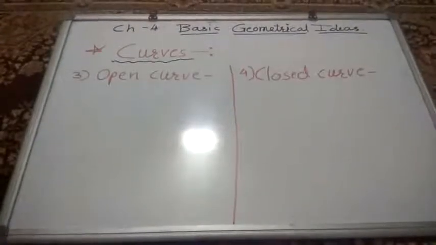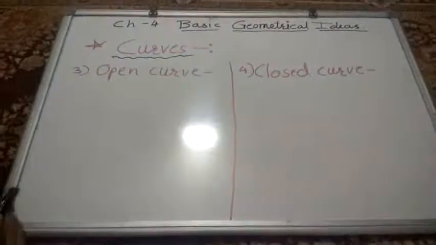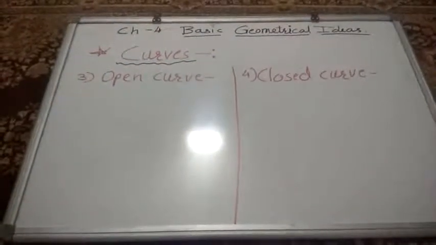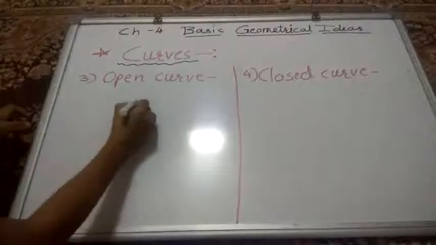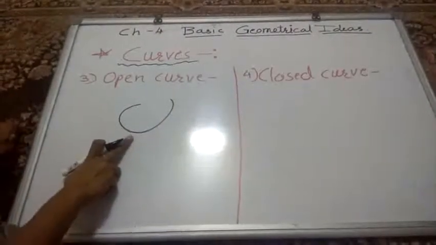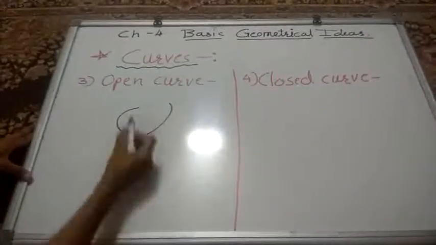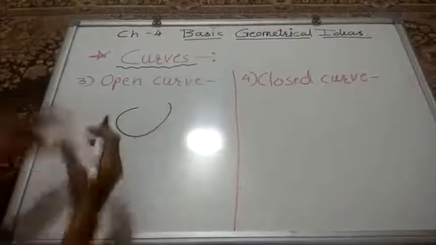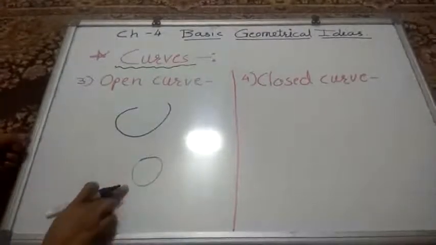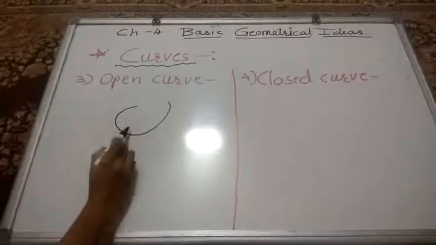Third type is open curve. Let's see what an open curve is. An open curve does not enclose any area and, मतलब, suppose it is our curve. Is it a simple curve? Yes. Now listen, what is an open curve? जो कर्व कोई एरिया क्लोज नहीं करता. क्लोज मतलब ऐसे. जो कर्व एरिया क्लोज नहीं करता, they are known as open curve.